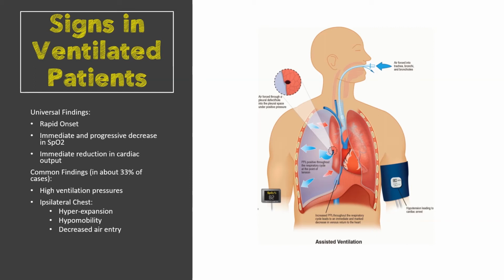common findings. Simon Lee Smith also mentions on the podcast that hyperexpansion and hypermobility of the ipsilateral chest, so on the same side of the chest, might be present more often, but it is a pretty elusive sign because it's difficult to pick up on that if you're sitting on the patient's side. You have to be at the patient's head or at the patient's feet usually to appreciate these findings, and they could be extremely subtle, so it could be very difficult to pick up on these.